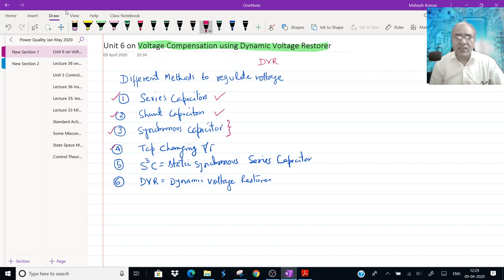The tap changing transformer is very common, where we can change the taps to maintain the secondary voltage. The SSSC again is a FACTS device which can be used to improve the voltage by using a voltage source inverter and making it behave like a capacitance. We will focus on DVR today as one of the active power filters which can be used to compensate the voltage.